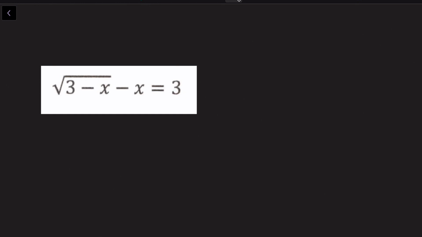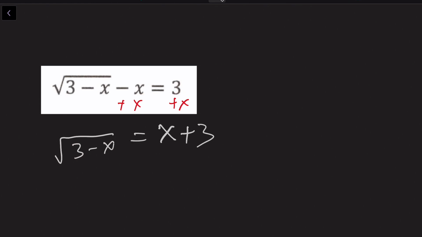Our next problem, again, we want to isolate our radical. So what I'm going to do is add an x to both sides. This is going to leave us with the square root of 3 minus x on the left is equal to x plus 3 on the right. I'm going to square both sides to get rid of this radical. So on the left, we're left with 3 minus x is equal to x plus 3 squared.